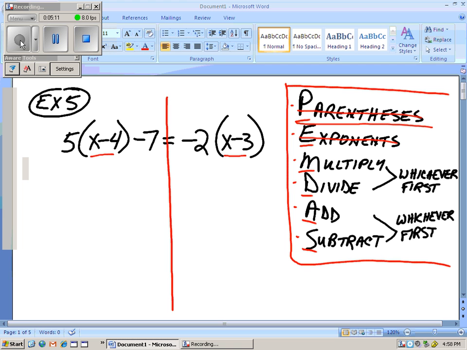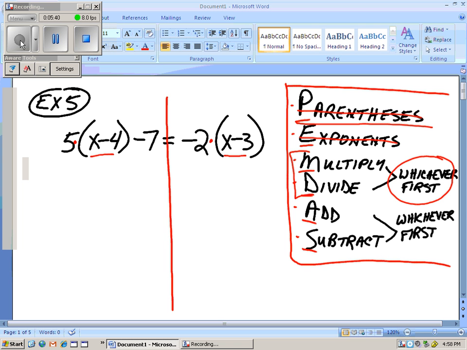So exponents are done. Next thing I do is look for multiply and divide. Now notice that multiply or divide, you don't multiply first and then divide. You just do whichever you see first. If you see multiply first, do multiply. If you see divide first, you do divide. Whatever you see first. So as I'm looking here, I see that I have some multiplication going right here, where the 5 is beside the parentheses, and right here, where the negative 2 is right beside the parentheses.